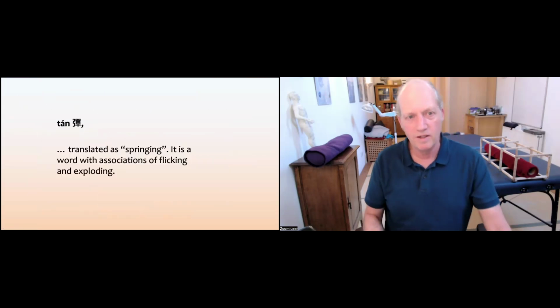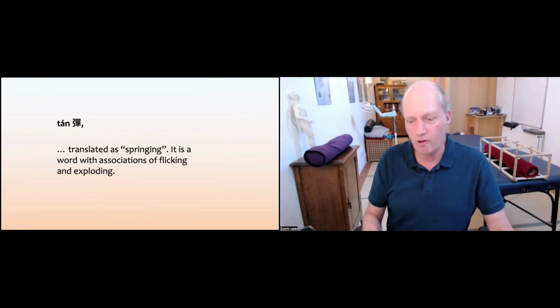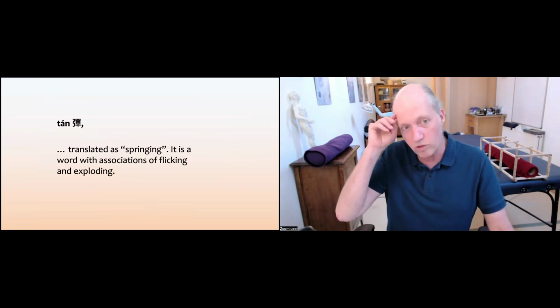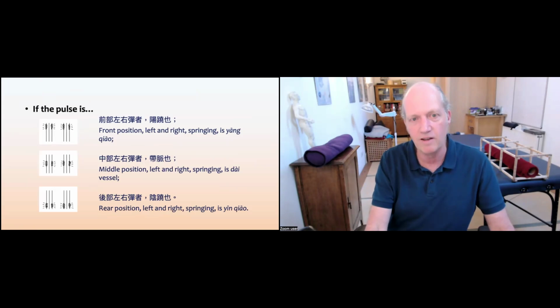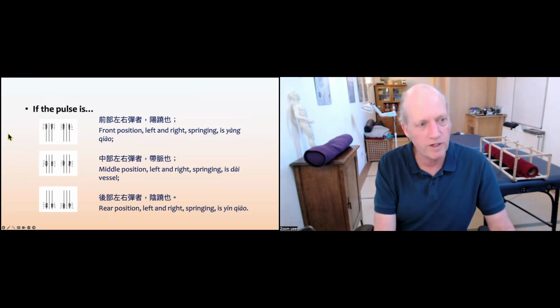Okay, and here's this word, tan, which means springing. It's also got this word flicking or exploding, and that's what's actually in the classic. So this is exactly what it says in the Jing. The front position, left and right, springing, is the yang chao. Briefly, without getting into this too much, it says the front position, left, right, springing or exploding is the yang chao. The middle position, left, right, exploding, is the dai mai.